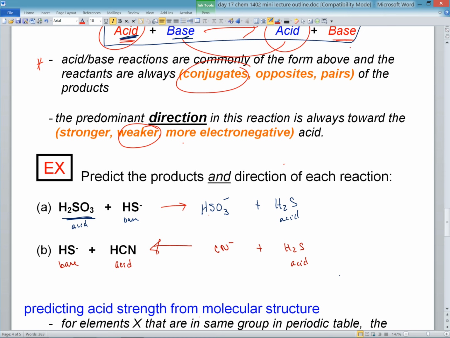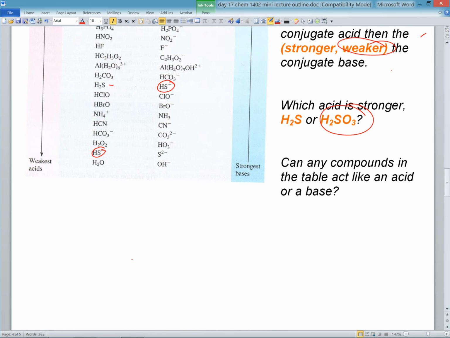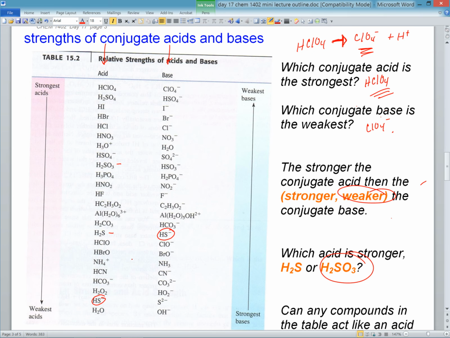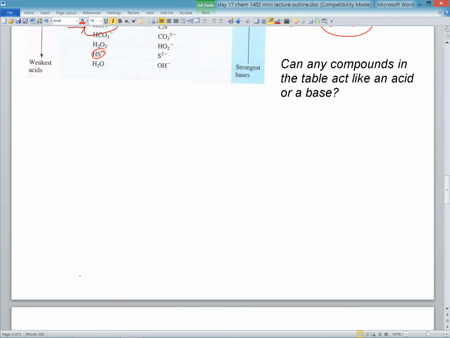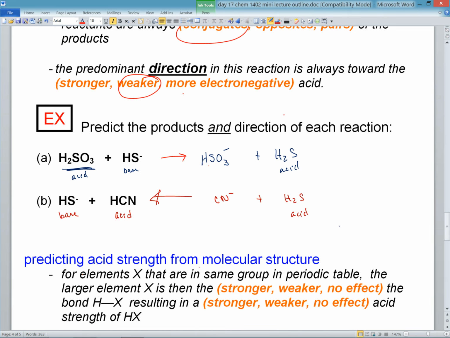I don't know. Some people agreed HCN is stronger. Here's HCN. Where's H2S? H2S is right here. So which one's weaker? HCN. So you point towards the HCN. Is that what we did? Yeah. Point towards the HCN. Trust the Roland.